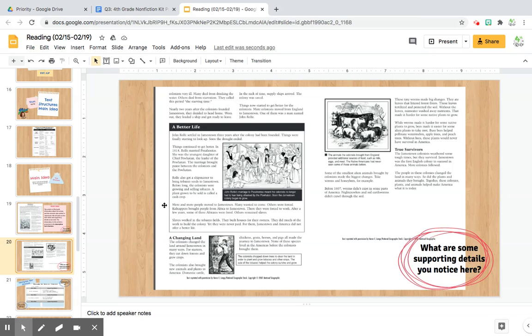More and more people moved to Jamestown. Many wanted to come, others were forced. Kidnappers brought people from Africa to Jamestown. They were forced to work. And after a few years, some of these Africans were freed, others remained slaves. Slaves worked in the tobacco fields. They built houses for their owners. They did much of the work to build the colony, yet they were never paid. For them, Jamestown, America did not offer a better life.